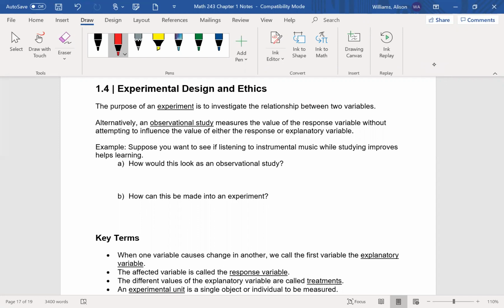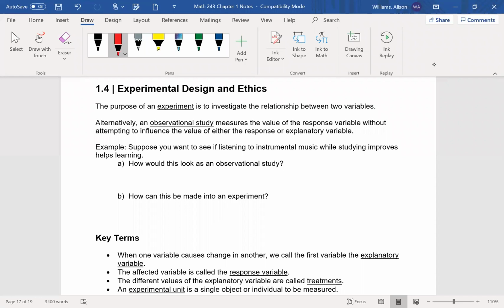Now, the definition here, observational study, measures the value of a response variable without attempting to influence the value of either the response or explanatory variable. Well, they're using terminology that we haven't discussed. So here, I kind of left the page up so we could look down at the key terms. And down here, key terms, they kind of tell us what those mean.